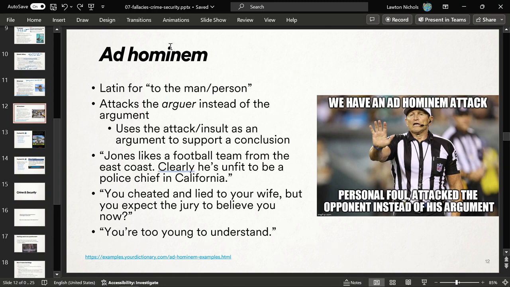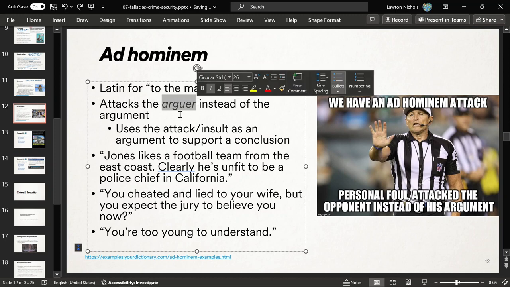All right. You ready for the last one of this section? It's the last fallacy I want to teach you today. It's called ad hominem. And this is probably the most common one, especially on the internet. It is, again, Latin. It means to the man, or to the person, to the human. It's when you're attacking the arguer instead of the argument.